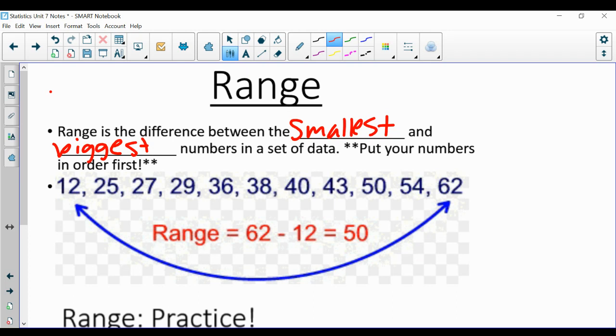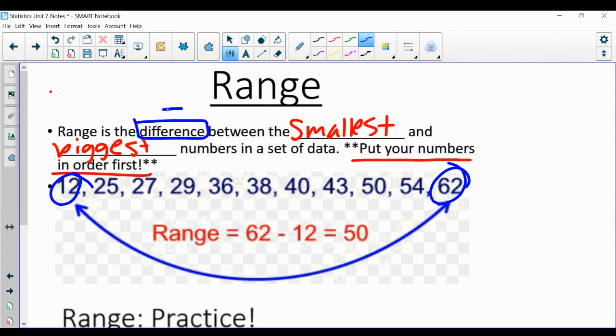The very first thing you need to do, always put your numbers in order from least to greatest first. You have to do that just to make sure that you have the smallest number in the right place and the biggest number in the right place. So once you do that, they've already ordered our numbers, we can see that 12 is our smallest number and 62 is our biggest number. And remember, difference means what? Difference means subtract. So then you just take 62 minus 12, and 50 would be your range. Easy peasy lemon squeezy, right? All you're doing is subtracting.